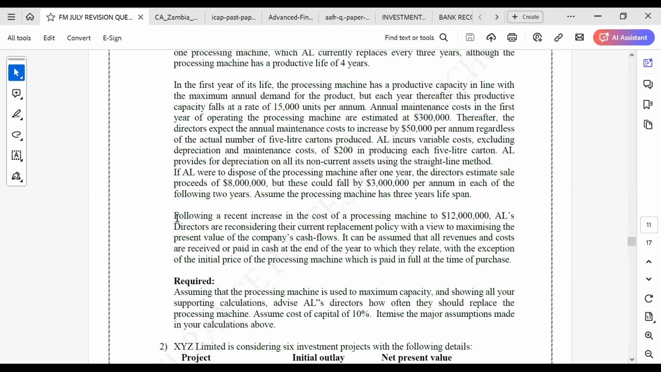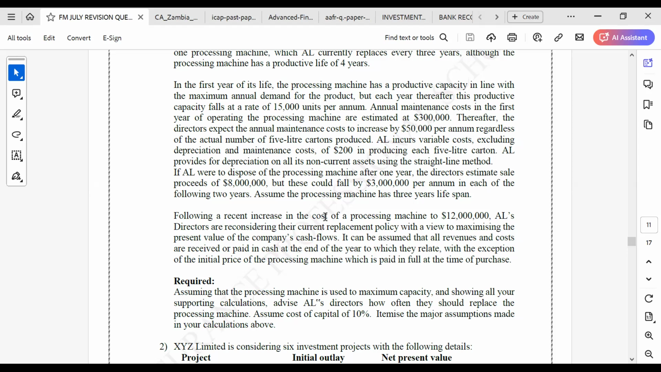machine, because the question is that following a recent increase in the cost of a processing machine, AS directors are reconsidering their current replacement policy with a view to maximizing the present value of the company's cash flows. So we want to be replacing the machine every 3 years, but the current cost of the machine now in the market is 12 million. It doesn't mean that we are going to be purchasing the machine now.